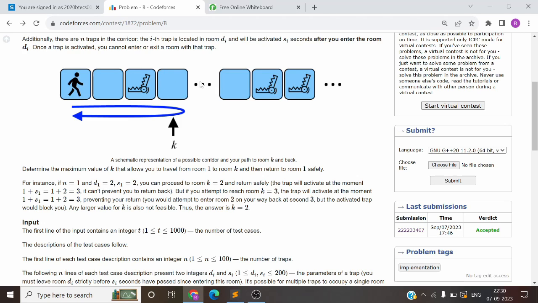1 second is gone. You move to the fifth position. 2 seconds are gone. You return back to the fourth position. 3 seconds are gone. You return back to the third position. 4 seconds are gone. You return back to the fifth position. The trap is activated, but now you have crossed it because now you are to the left side of it. So you can safely go to the starting point.